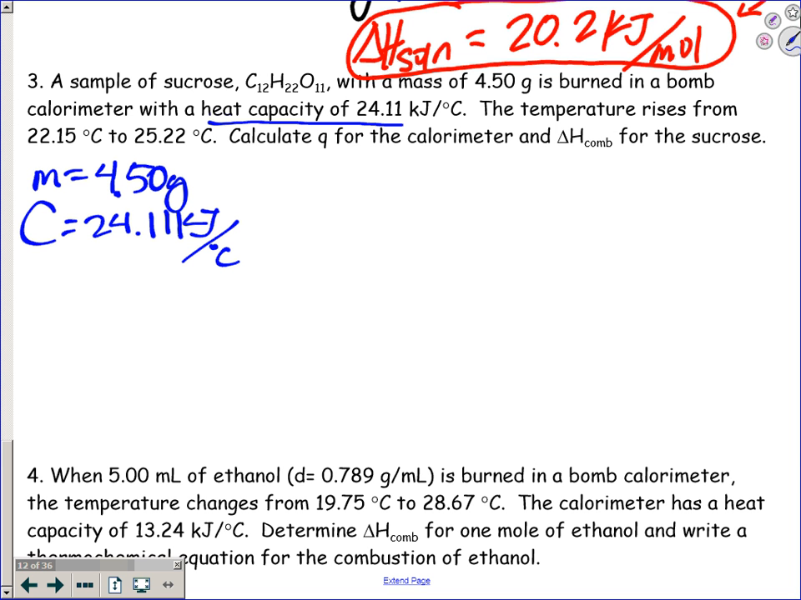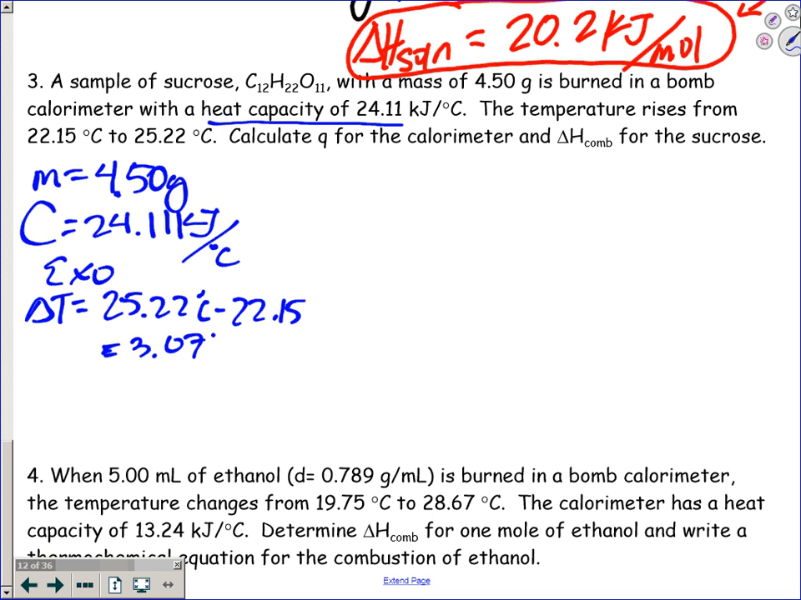The temperature rises. Immediately that tells you what? Just to verify, we know rising temperature is exothermic, so delta T is 25.2 degrees Celsius minus 21. Calculate the Q for the calorimeter and the delta H of combustion for sucrose.